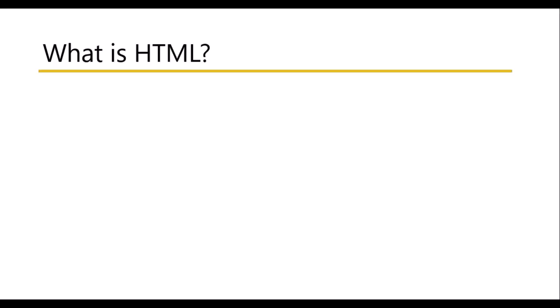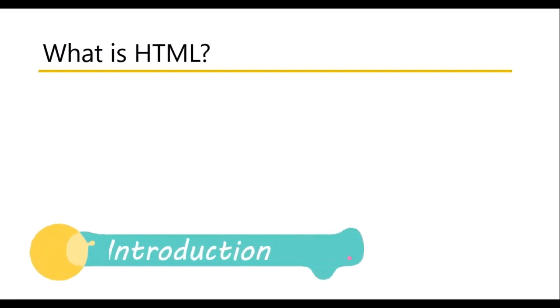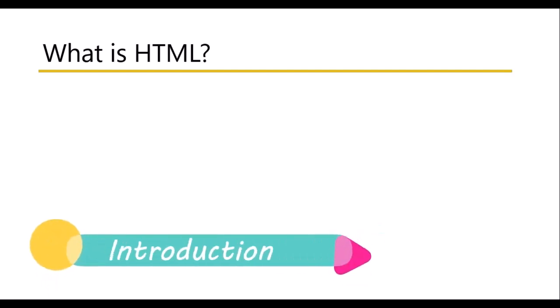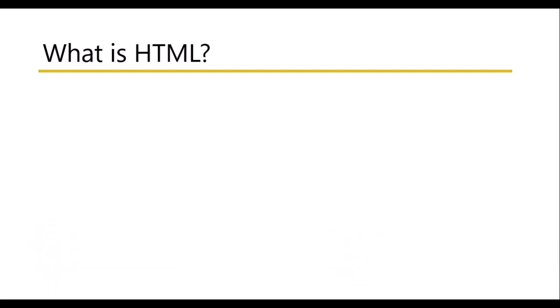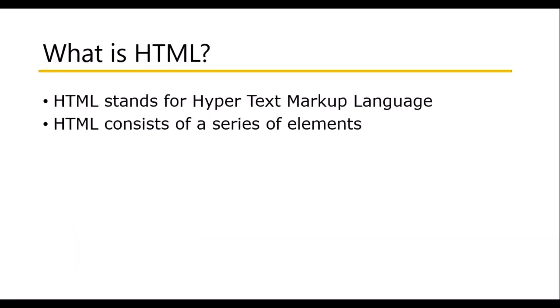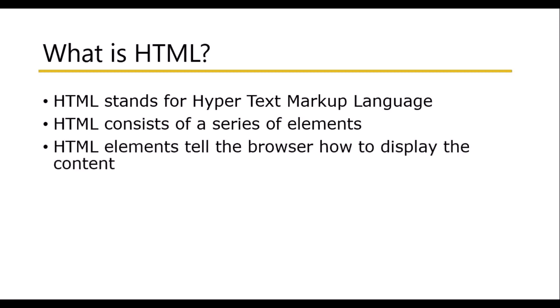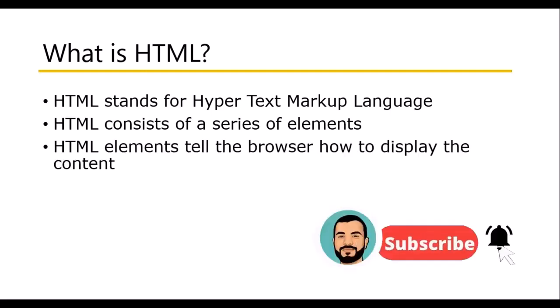What is HTML? HTML is a standard markup language for creating web pages. HTML stands for Hypertext Markup Language. HTML consists of a series of elements which describe the structure of a web page. HTML elements tell the browser how to display the content. HTML elements label pieces of content such as this is a heading, this is a paragraph, a link, and so on.